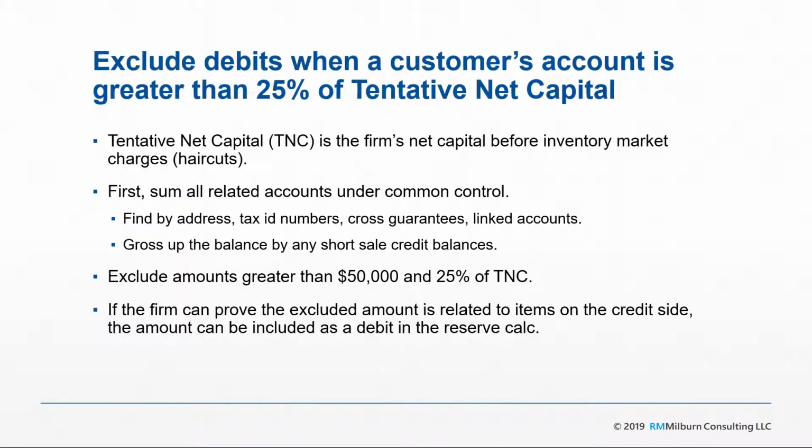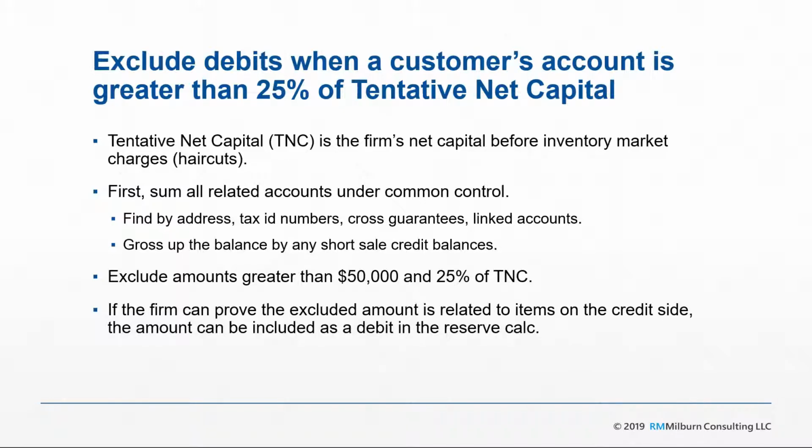Here, you're going to compare it versus the tentative net capital of the firm, and that's the firm's net capital before inventory charges, also known as haircuts. In addition, be aware that this is not done on an account-by-account basis. First of all, you're going to have to sum up all related accounts under common control, and common control can be found by finding accounts that have the same address, the same tax ID numbers, cross guarantees, linked accounts, etc. There, you're going to sum up all the account balances, and you're also going to gross up the balance by removing any short sale credit balances that are in these accounts.